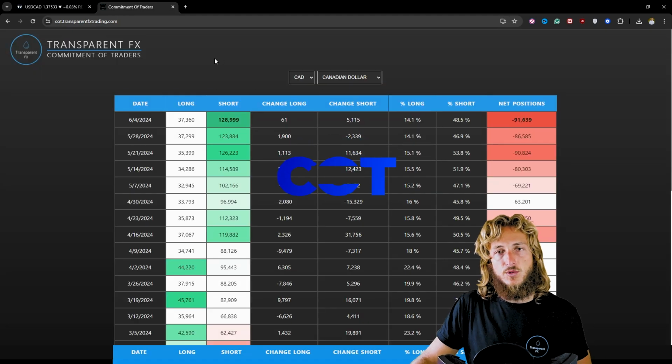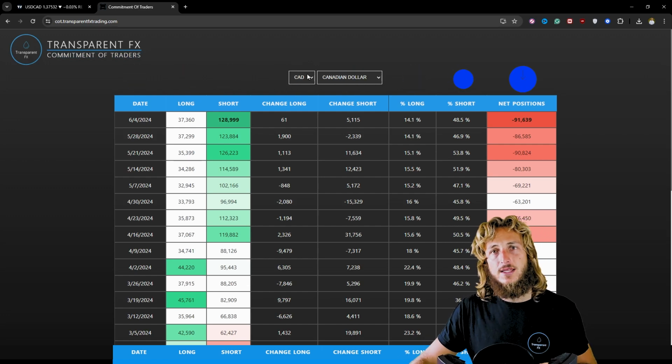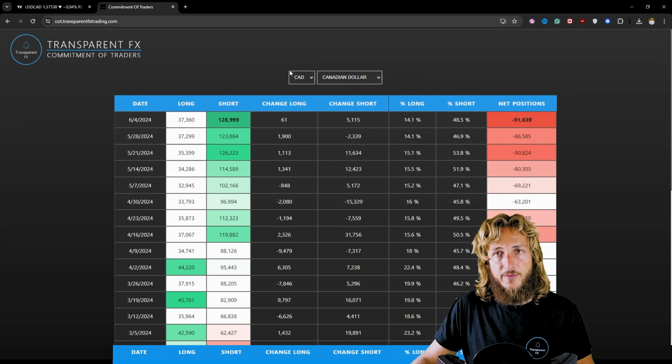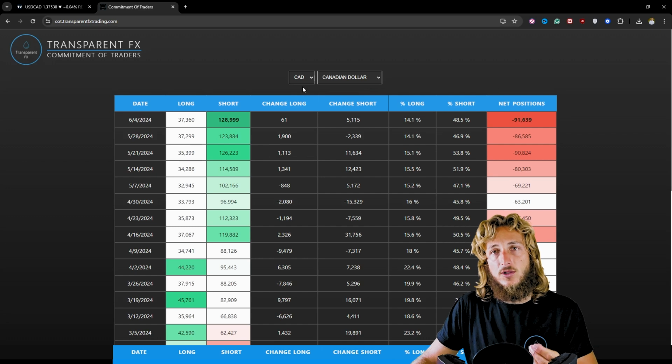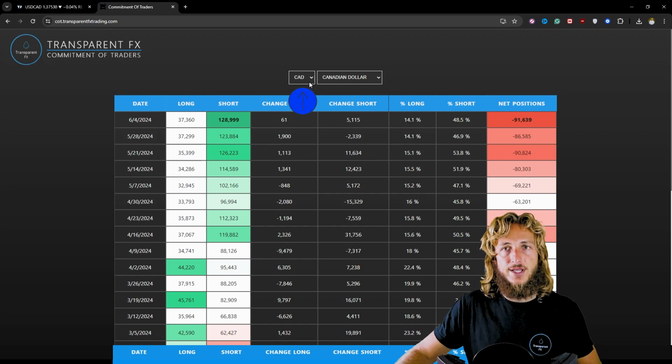Now, let's go and see what we have when it comes to the commitment of traders. So what are actually institutions doing in this area? Well, if we look at the data for the CAD, as for the other pairs, we have to keep in mind that we are already looking at CAD USD because all currencies on the spot are traded against the USD.